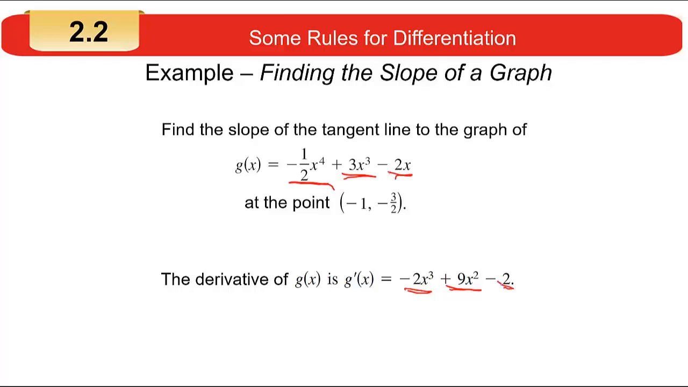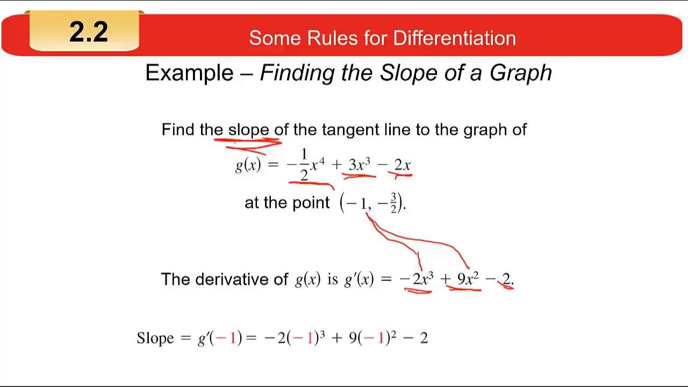But we want the derivative at a particular point. But remember, the value of the derivative is only determined by the x. So all you have to do is take minus 1 and plug it in for x, and that'll tell you the slope that the problem is asking for. So all we have to do now is plug minus 1 into the formula we just derived from the derivative, and we'll find out, doing all the arithmetic, that the slope of the tangent line to the graph of g of x equals minus 1/2 x to the fourth plus 3x cubed minus 2x is 9.